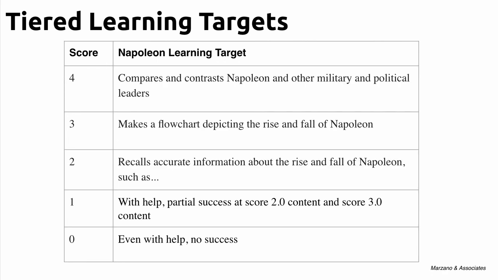You can apply this in other types of courses. Here is one from a history class about Napoleon. Maybe the teacher says that all students should be able to make a flowchart showing the rise and fall of Napoleon. A harder version of that might be that they can also compare and contrast Napoleon to other military and political leaders. If you can do that, you're level 4. But instead of making the flowchart showing the rise and fall of Napoleon, an easier version is that they can recall or memorize some information about the rise and fall of Napoleon.